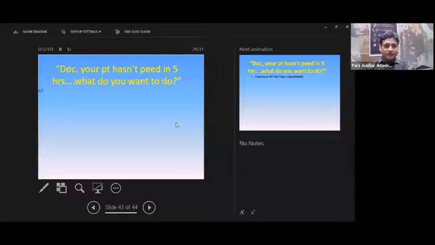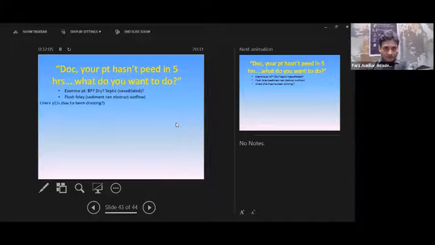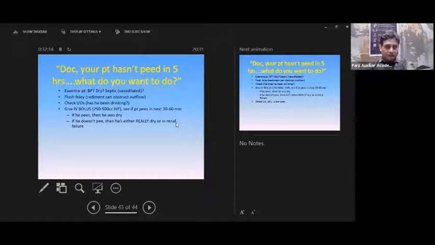Okay. Then I will ask to see the input-output chart, meaning whether the patient is taking proper fluid or not, whether the patient is dehydrated or not. If it looks like the patient is not taking fluid properly, then I will ask them to give 200 to 300 ml fluid.